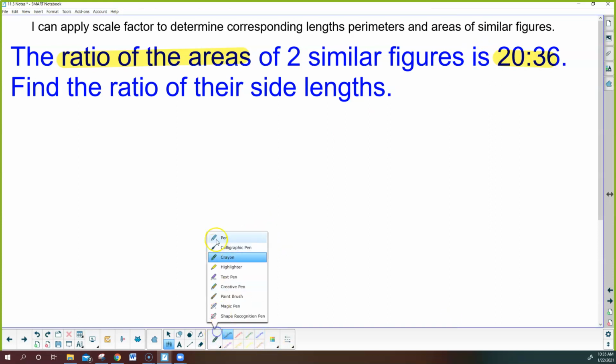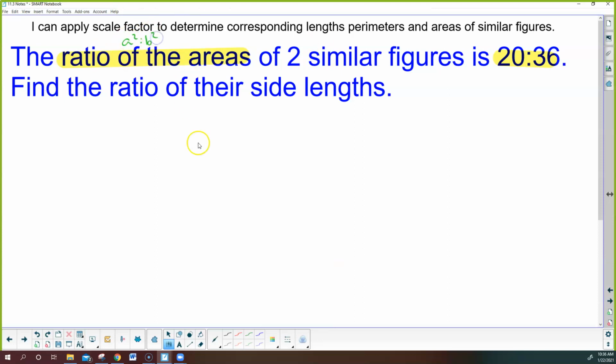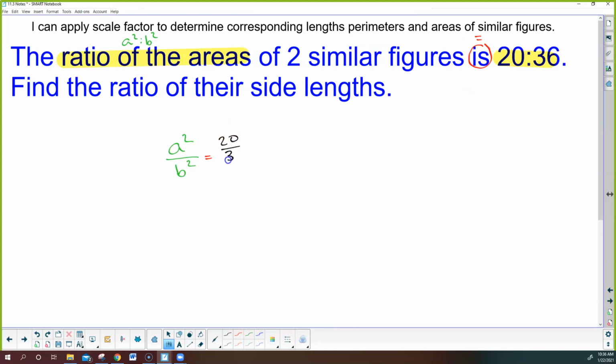So, okay, let's think about what that is. Ratio of areas. Right away, my brain goes to, that's the a squared over b squared. So I'm going to write it as a fraction. By the way, if you ever see this, hopefully you're remembering "is" is the equal sign in words. And then 20 over 36. And then what I want to find, I want to find the ratio of their side lengths. So we want to find just the a to b, which means I got to get rid of the squares.